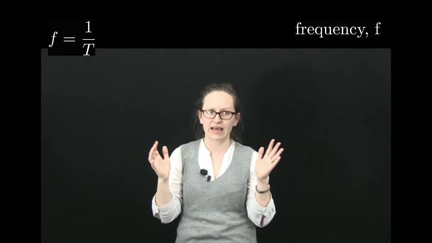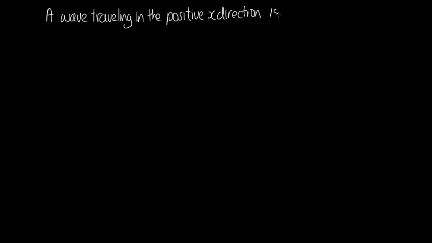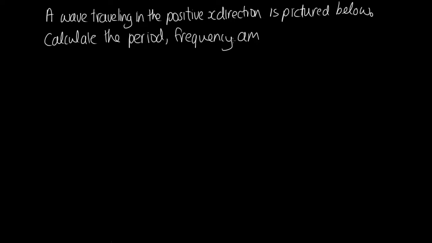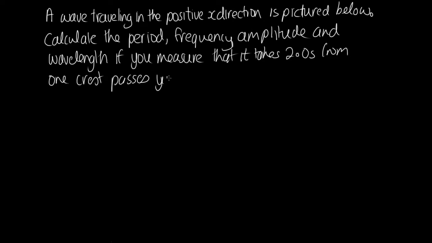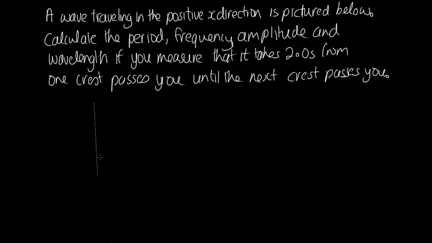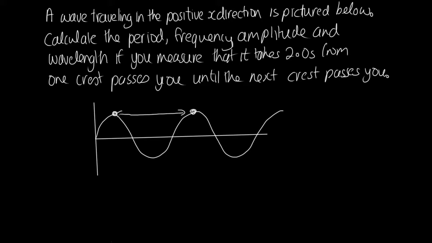So let's do an example now. The question is, a wave travelling in the positive x direction is pictured below. Calculate the period, frequency, amplitude and wavelength if you measure that it takes 2 seconds from when one crest passes you until the next crest passes you. And here's the diagram showing the wave.